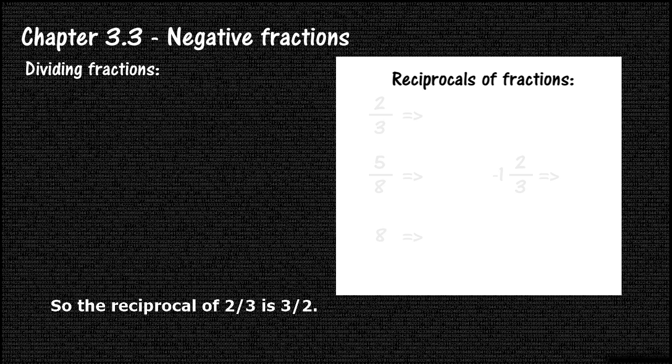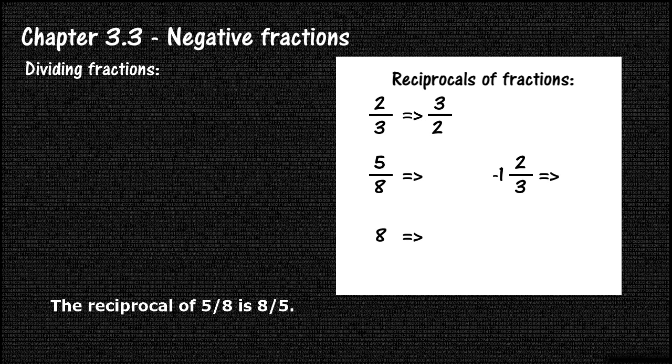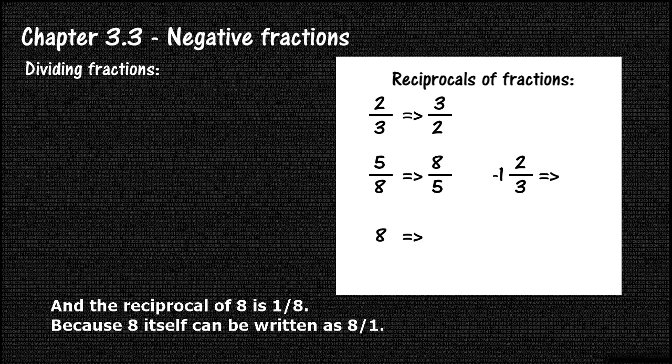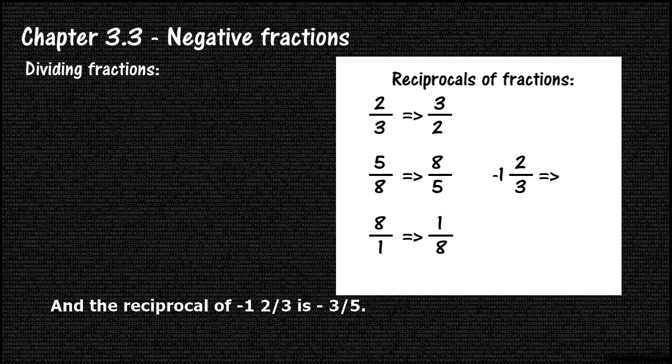So the reciprocal of 2 over 3 is 3 over 2. The reciprocal of 5 over 8 is 8 over 5. And the reciprocal of 8 is 1 over 8, because 8 itself can be written as 8 over 1. And the reciprocal of minus 2 and 2 over 3 is minus 3 over 8.